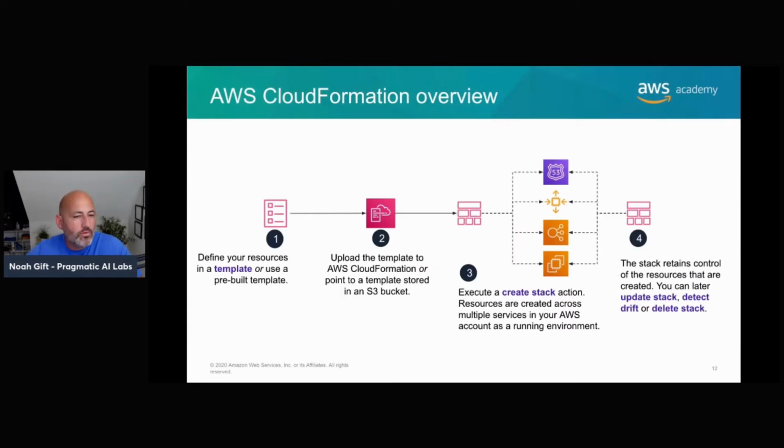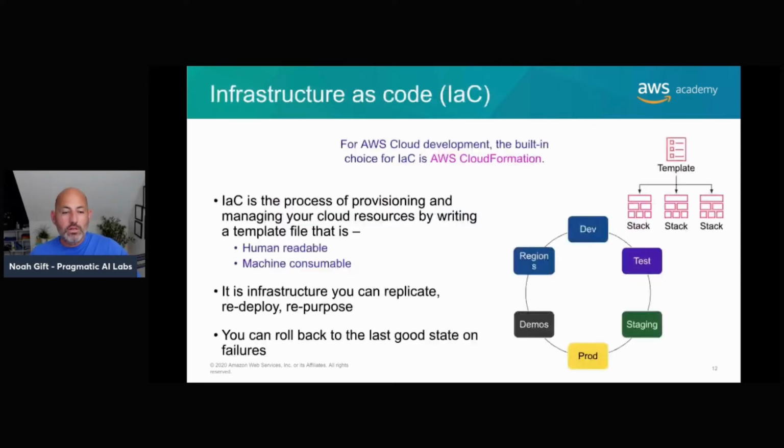So in a nutshell, how does it work? Well, you define your resources in a template, and you use that template or a pre-built template. You upload it to CloudFormation or point it to a location in S3, and then you execute a stack creation action. And this is giving you the ability to create those resources across multiple services inside of an AWS account. So really, it's a whole inclusive operation that can involve many services. This stack retains control of the resources. You can later update the stack, detect drift, or delete the stack.